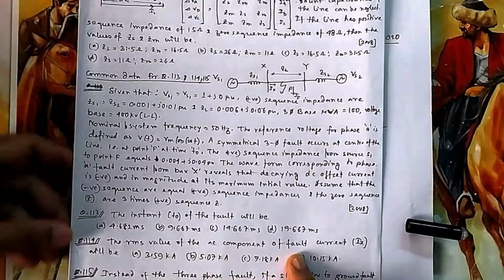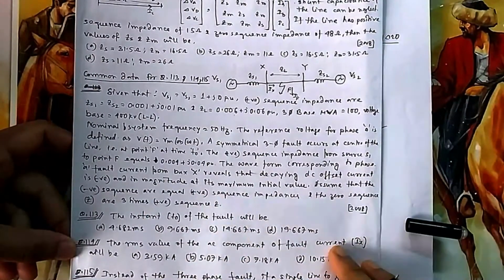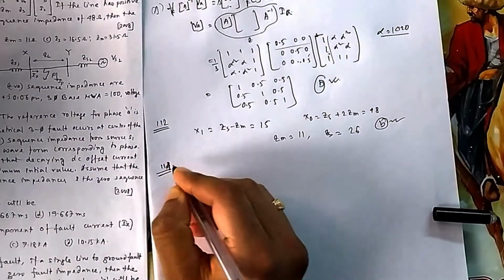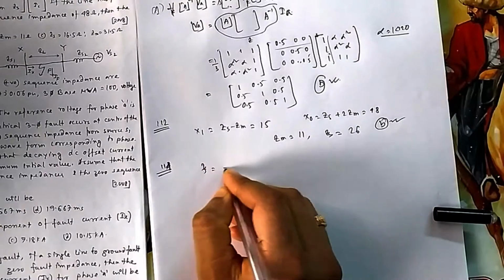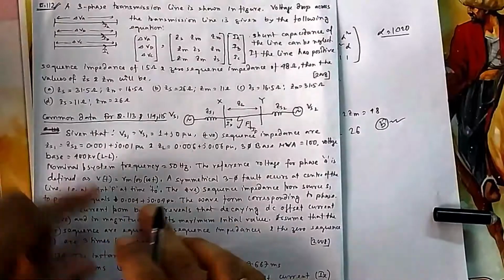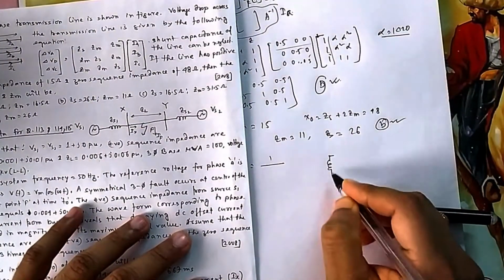This one is easy to find, the RMS value of the fault current in 114, because everything is given. For the three-phase fault, what is the value of the fault current? So let's do 114 first. What is your fault current? It will be 1 by X1 because it is a three-phase fault. What is X1? X1 is, you can see this side is your positive sequence network, if you draw it.